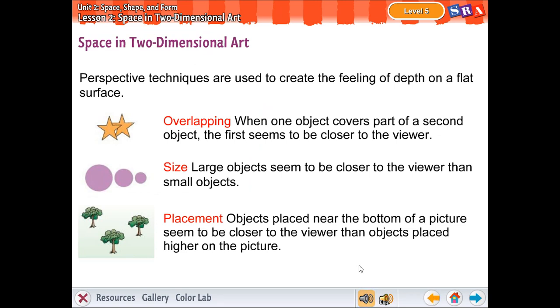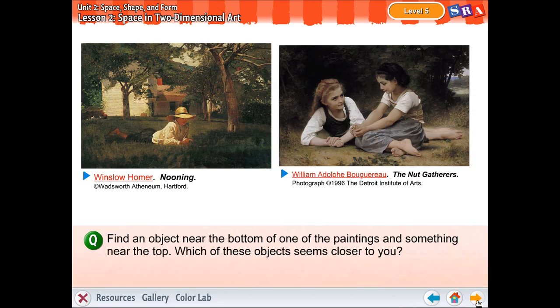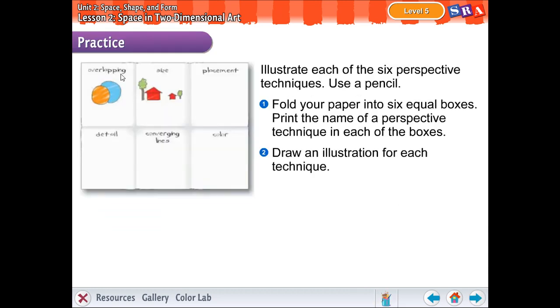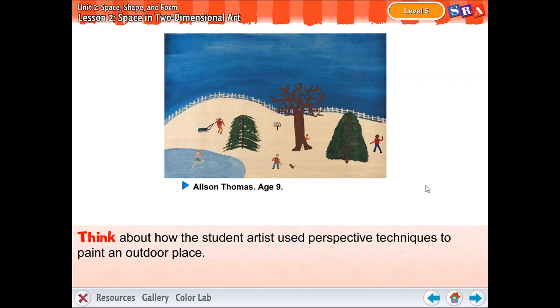Overlapping, size, placement, oversized, and then detail, color, and converging lines. So what you did is you took a piece of paper and they just wrote it on there, and they illustrated the 6 different ways that they could show. So the first one was obviously overlapping. The second one was placement, detail, converging lines, and color. Can't see that.